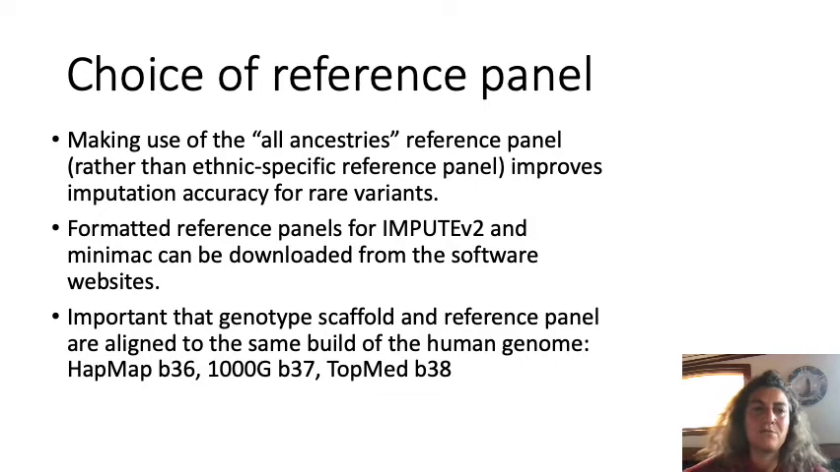And what is very important is the choice of reference panel. It is shown that making use of the all ancestries reference panels rather than ethnic specific reference panel improves imputation accuracy for rare variants in any population. Formatted reference panels for Impute and Minimac can be downloaded from the software websites, and it's very important to make sure that genotype scaffold and reference panels are aligned to the same build of the human genome. I will get back to that later as well.